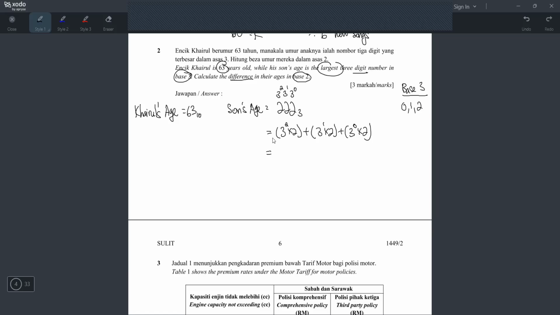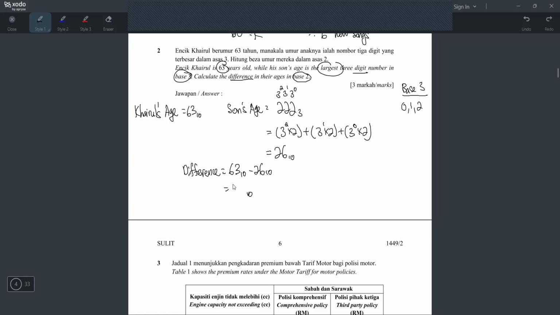But don't forget, this is what base? This is base 10, right? And since now I already have Cairo's age and Sun's age in base 10, I think I can find the difference now. So the difference will be besar tolak kecil, which is 63 base 10 minus 26 base 10. Of course, now you can minus already because they are the same base. And the answer will come out in base 10 also. All right? Because you take base 10 minus base 10, so the answer comes out in base 10 also.